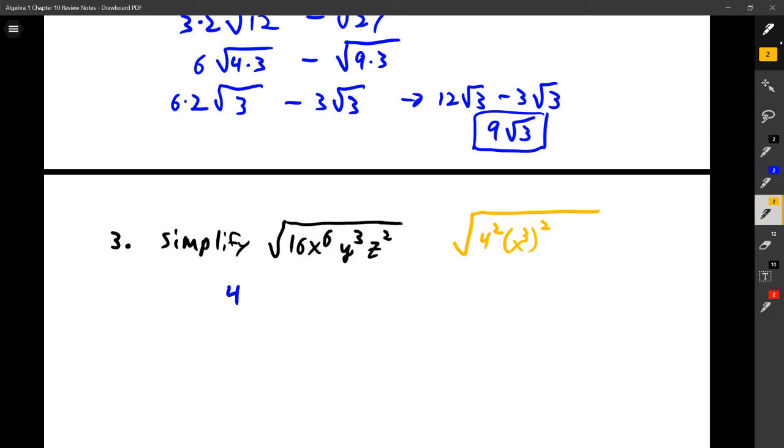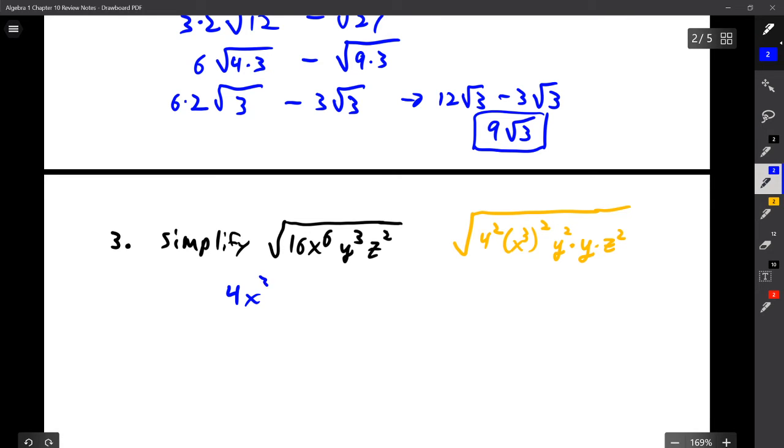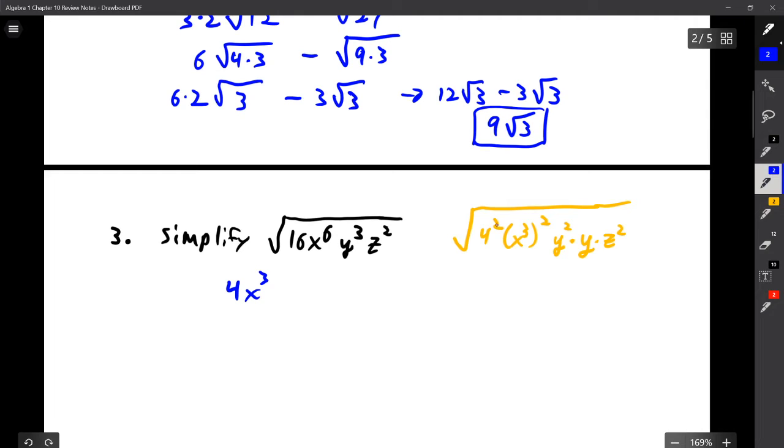And then the y, well, if I can, I like even exponents. So that's the same thing as a y squared times one more y. And then I have this z squared. Now, anything that is being squared can leave. So my 4 can leave, because the square inside of a square root cancel, so that leaves me with a 4. The x cubed is being squared, so I can pull that out. X cubed. I pulled that out. This y squared, I can pull out.